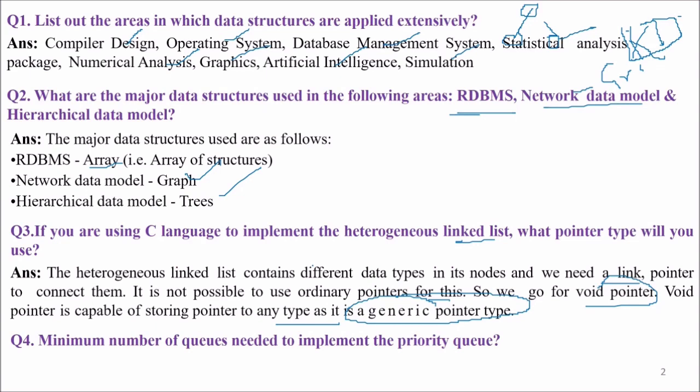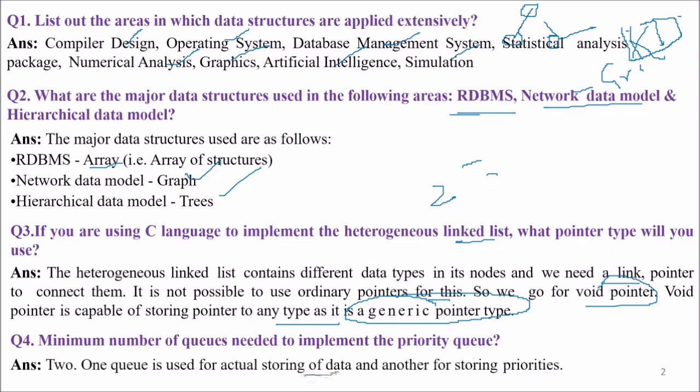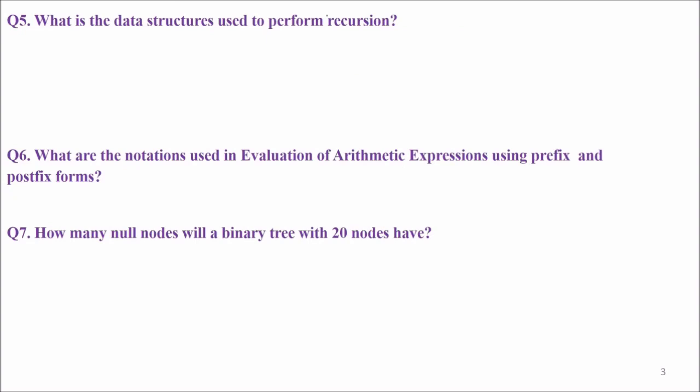Then, the minimum number of queues required for the priority queue. There are two queues that are required. First is for actual storing of data. The other is for storing the priorities.